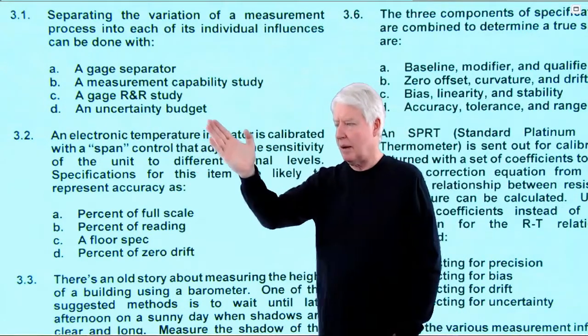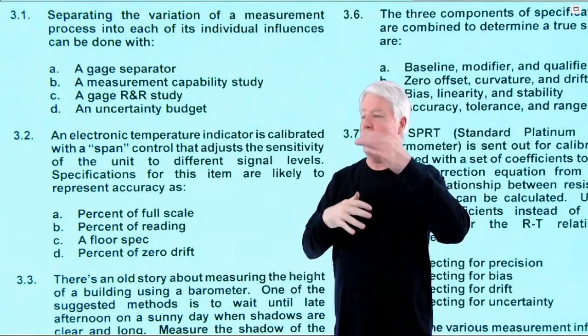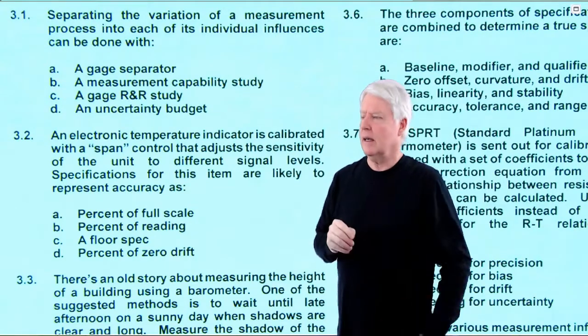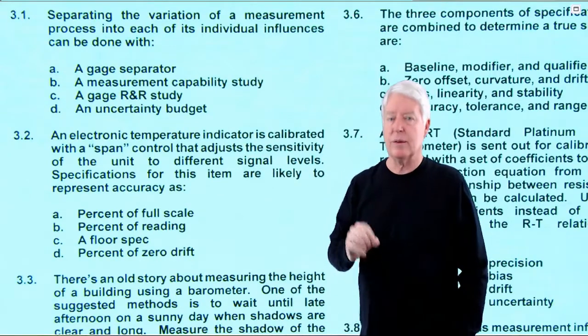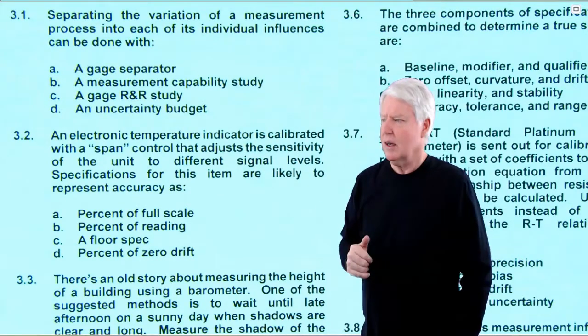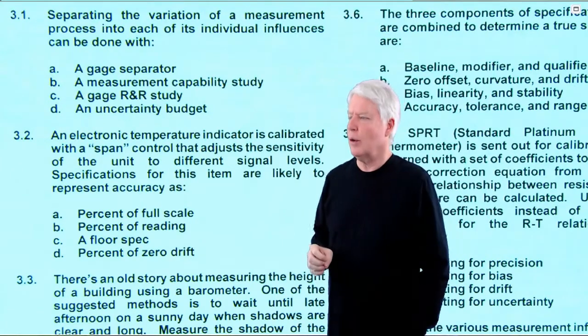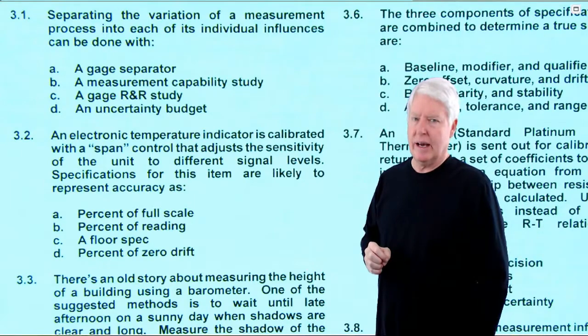Then it talks about an uncertainty budget, but the uncertainty budget is where we record all the uncertainty values in the breakdown of all the different components, and we break it into percentages and those types of things. So the uncertainty budget is like the final report for uncertainty. So the correct answer here is no doubt B.